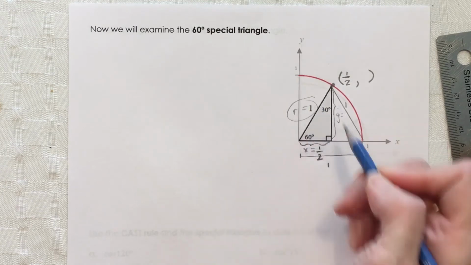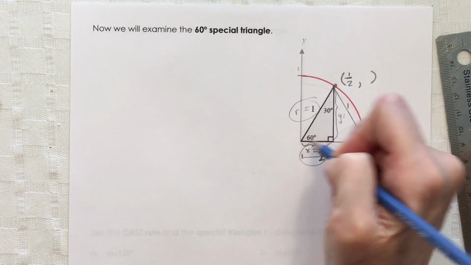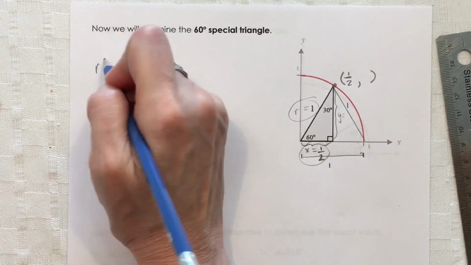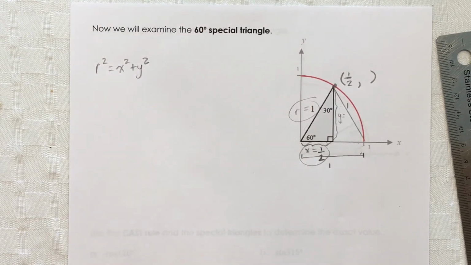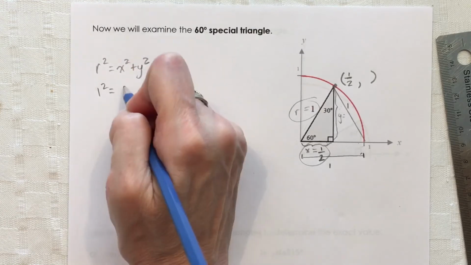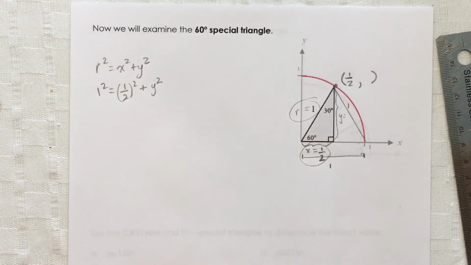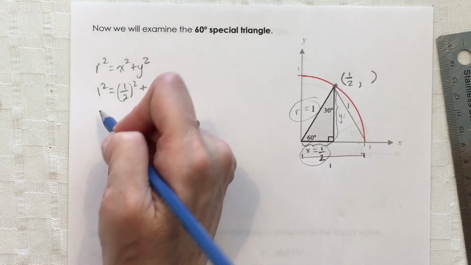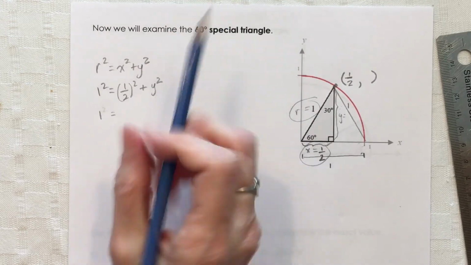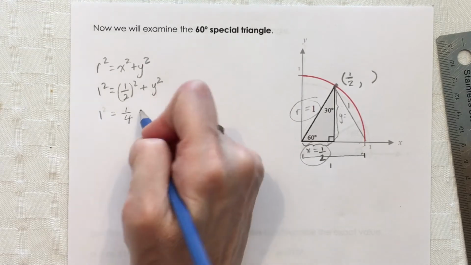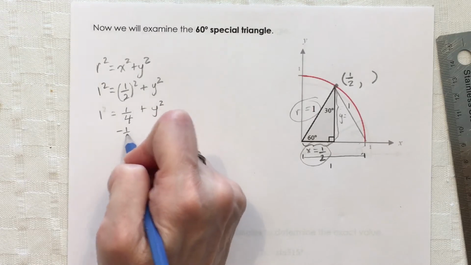So now we know r and x, but we don't know what y is. So if we're looking at this right triangle here, we've got the Pythagorean theorem again. So r is 1. X, we reasoned, was going to be 1/2. And y, we're going to figure out. So we square 1 squared and we get 1. Square 1/2 and we get 1/4. Subtract 1/4 on both sides.